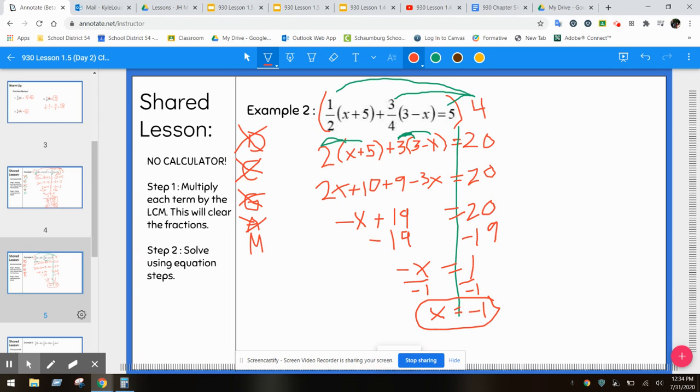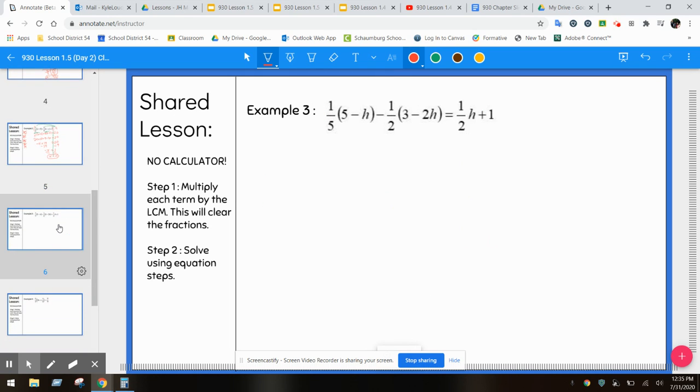Again, you could take the time to plug it back in, but like I said on the previous problem, these ones are really hard to check. So really the key is to be precise as you go through the problem. x equals -1, final answer, we get to move on.